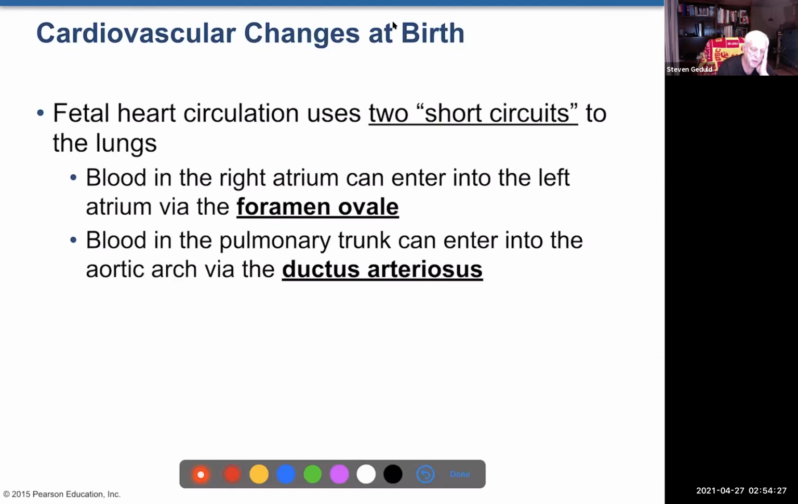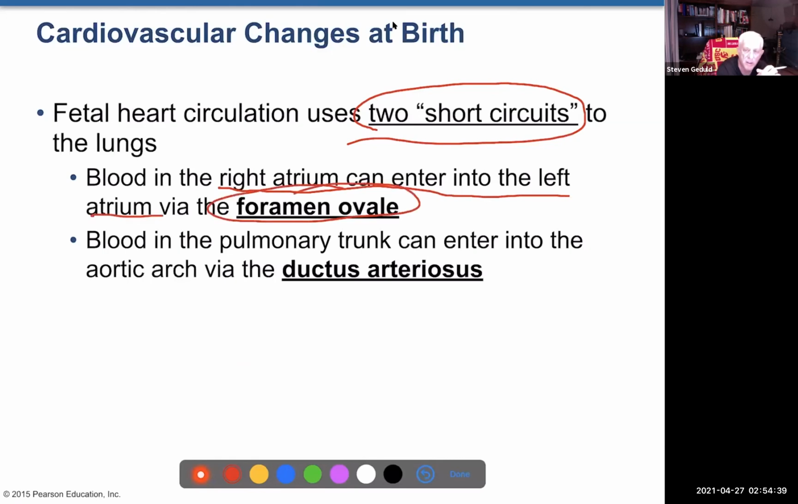So we talked about two shortcuts that the heart uses that are both closed at birth normally. Blood in the right atrium can enter into the left atrium through the foramen ovale. Remember, it goes right atrium, right ventricle, pulmonary trunk, lungs, and back into the left atrium.